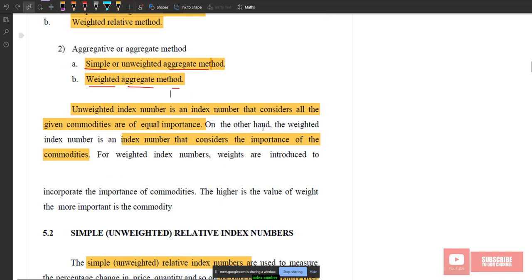So unweighted index number is the index number that considers all given commodities as of equal importance, right? It means if you are not inputting some weight value in the formula, we consider all commodities to have equal importance. If we put some weight in the formula, it means that we are considering the importance of the commodity, right?